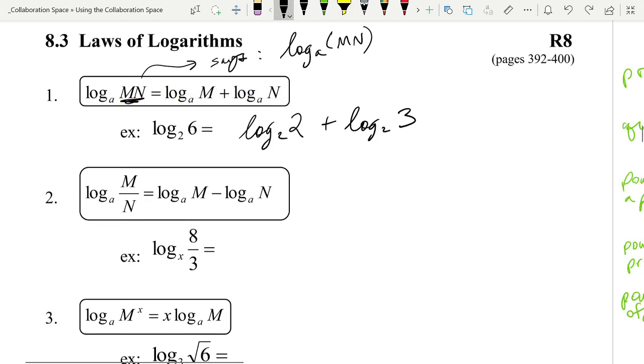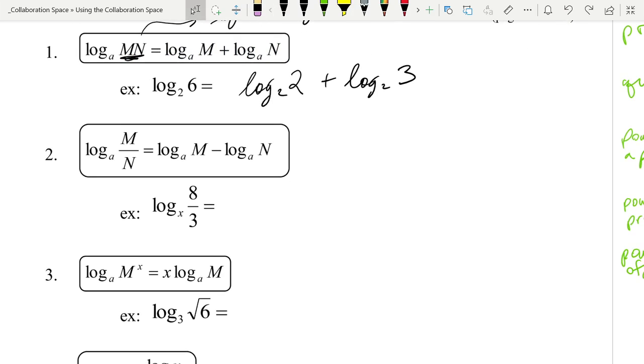Next law. Just like the second exponent law was a divide one, the quotient law, the second log law is also a divide one. And in this case, a divide turns out to be a subtract. So this thing can be said to be log to the base x of 8 minus log to the base x of 3.